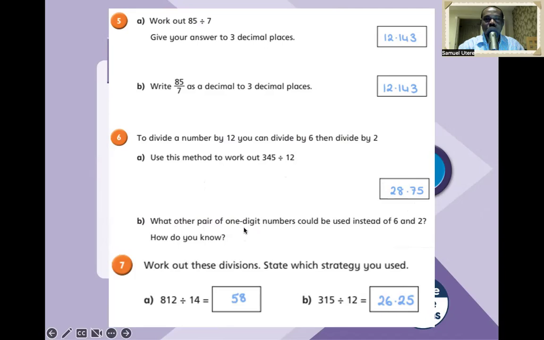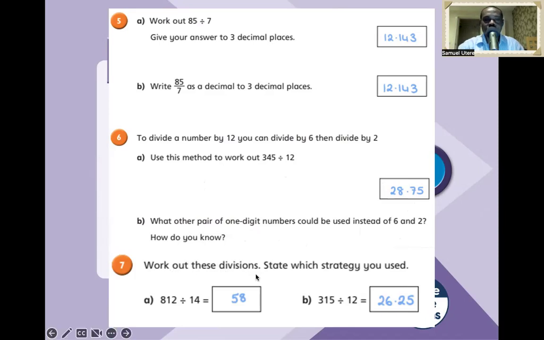And then what other pair of one-digit numbers could be used instead of 6 and 2? Of course, we can use 3 and 4. Yeah, remember our example which we did earlier. Or you could even do the calculation the other way around. So you could do 2 first before you divide by 6.